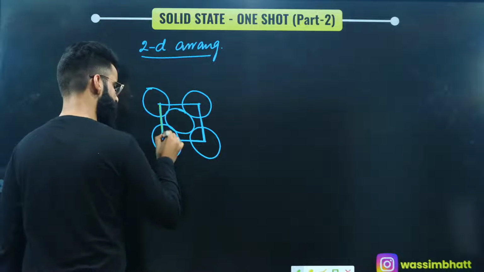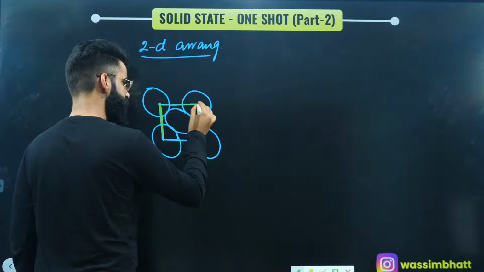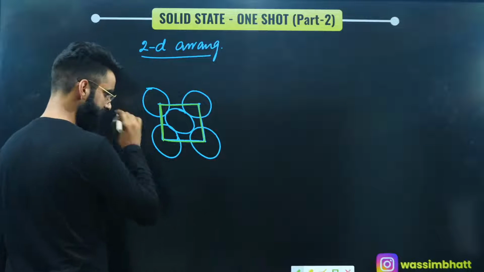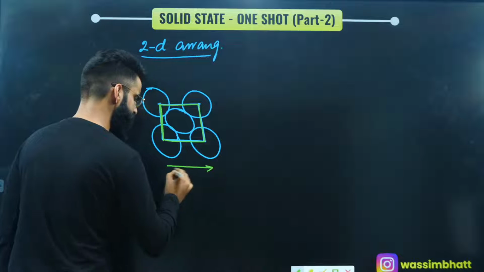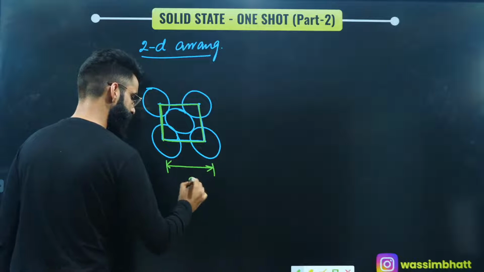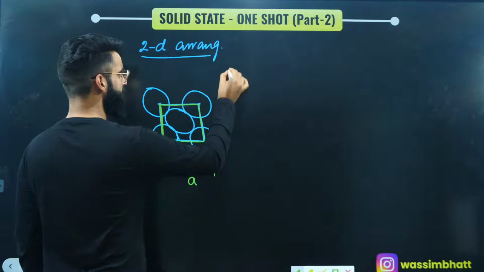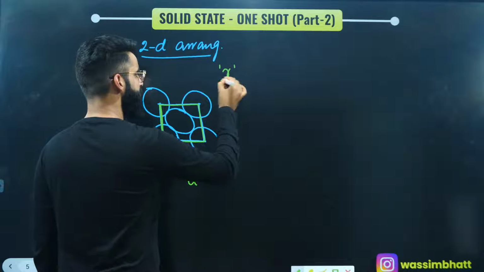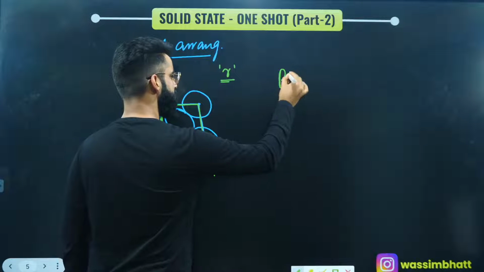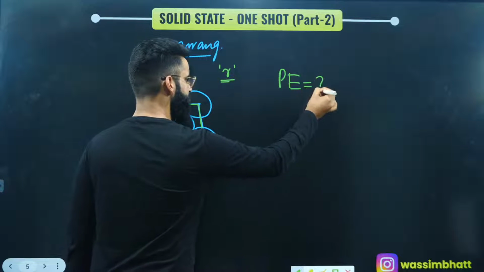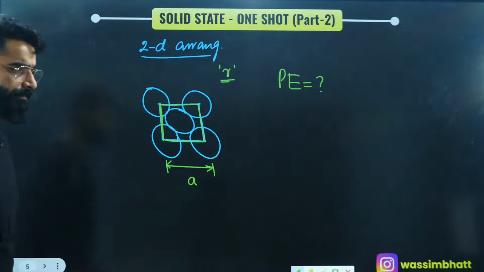The unit cell was square in shape. This was the unit cell which was square in shape, right? The edge length of this unit cell was A. Radius of the constituent particle was R. I was supposed to calculate the packing efficiency of this unit cell, right?